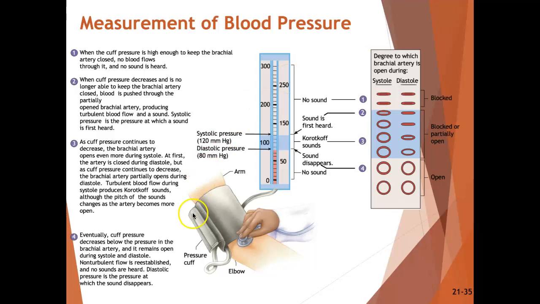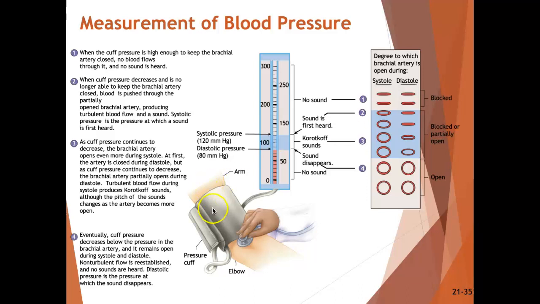You all probably have done this before, but let's go through it. We're going to put a cuff on the arm with the dial on the brachial artery. What we want to do is inflate this cuff so the pressure is high enough to keep the brachial artery closed, and that's what we're seeing at the very top here. So no blood should be flowing through and we can't hear any sounds with our stethoscope.